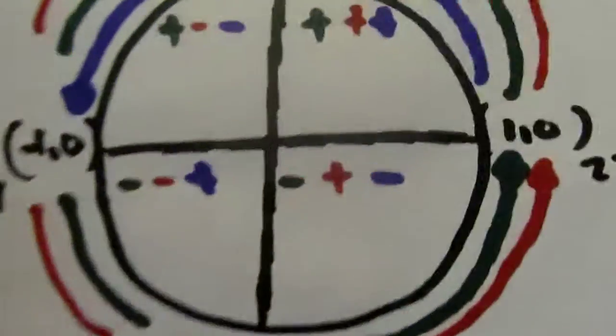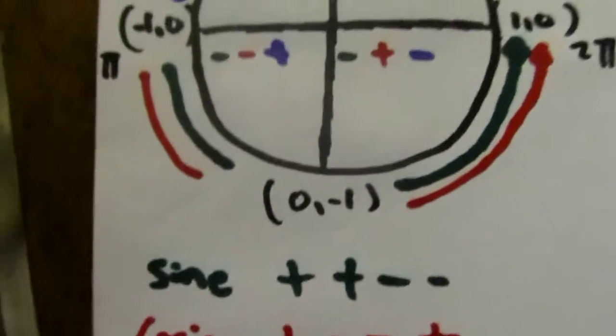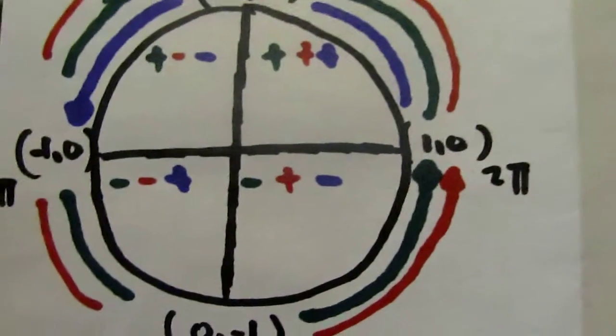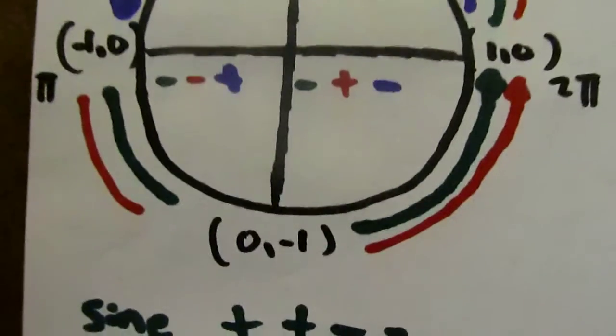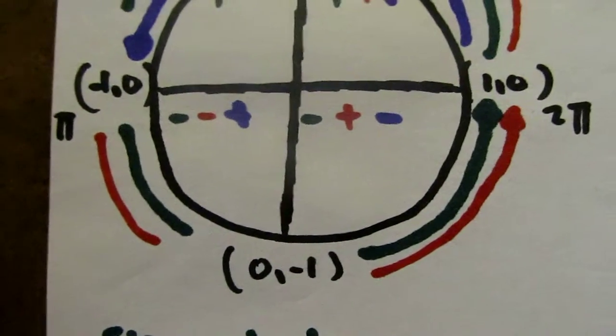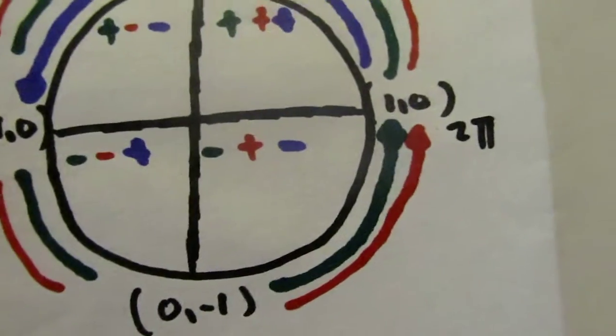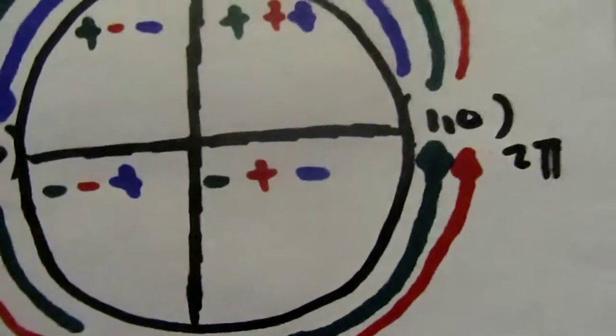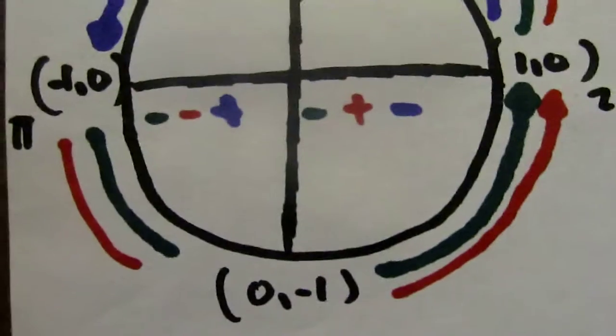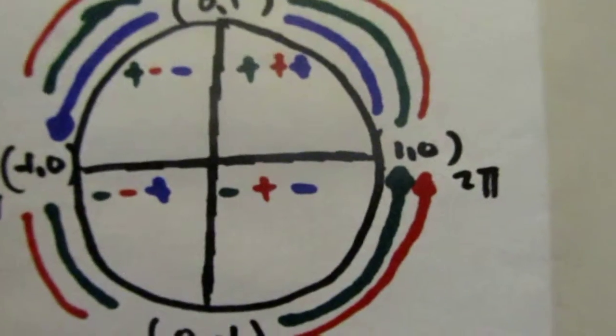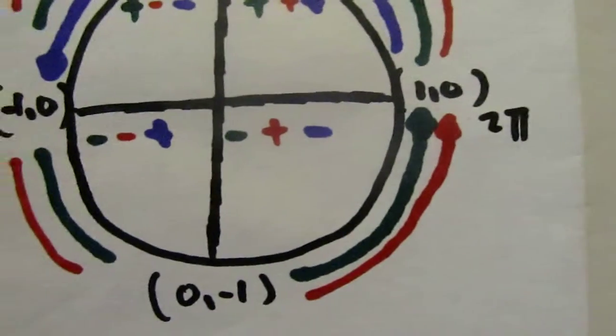Now, in the first quadrant, sine, which is green, is positive. In the second quadrant, it's positive. In the third quadrant, it's negative. And in the fourth quadrant, it's negative. That's one pattern.